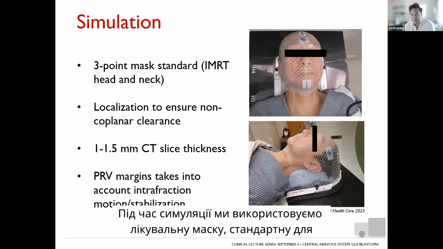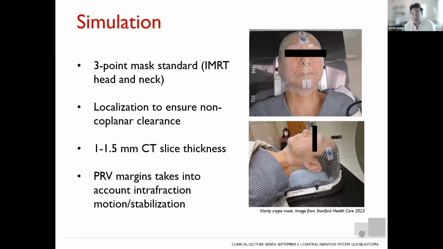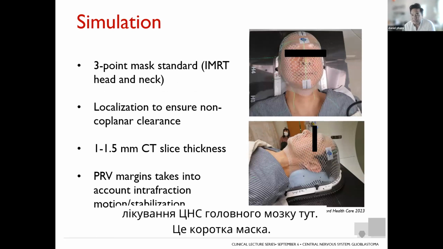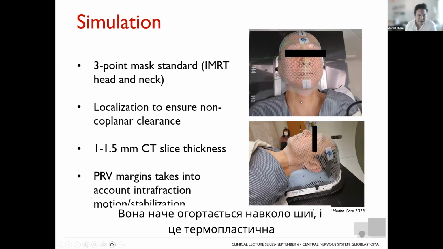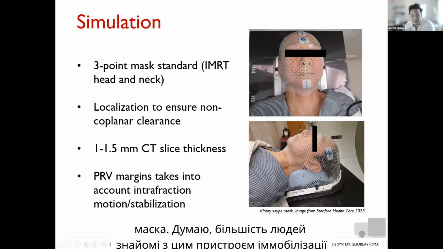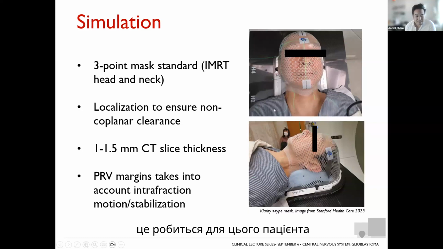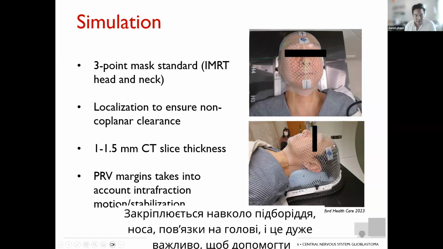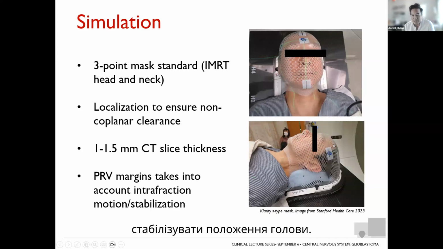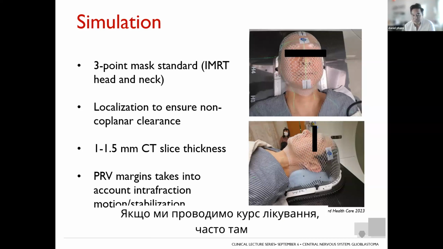In terms of simulation, we use a 3-point mask that's standard for all the brain CNS treatment here. It's a short mask. It stops around the neck, and it's a thermoplastic mask. I think most people are familiar with this immobilization device. The one that we use is the Clarity S-type mask. You can see this one for this patient has been set up really nicely. It's anchored around the chin, the nose, the head, and this is really important to help stabilize the head position for IMRT treatment.